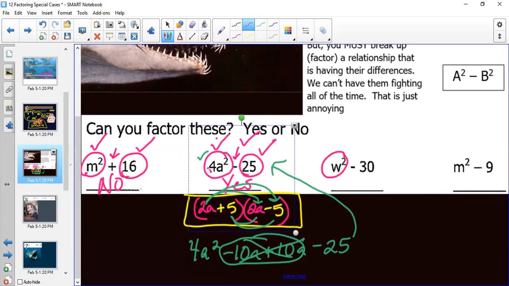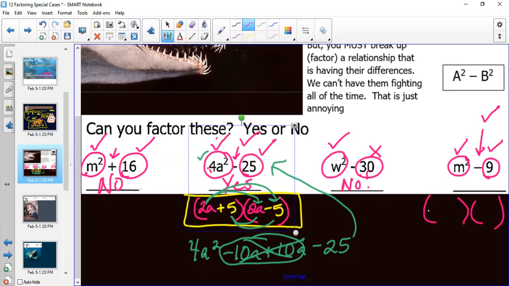Is there a perfect square? Yes. Perfect square? No. So can I factor this one? No. All right, next one. Perfect square? Yes. Perfect square? Yes. Are they having their differences? Yes. Let's split them up. So take the square root of the first one, which is just 1m. Take the square root of the second one, which is 3. Remember the good times, remember the bad times. That would be our answer, m plus 3 and m minus 3.